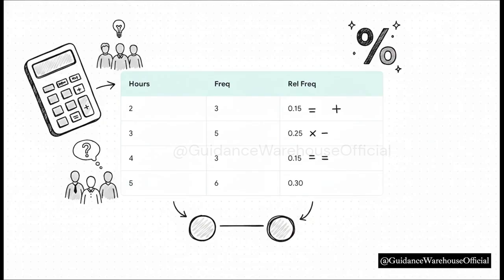For the students who work 2 hours, the frequency is 3. We divide that 3 by our total sample size of 20. So 3 divided by 20 gives us a relative frequency of 0.15 or 15%. For the 5 students who work 3 hours, 5 divided by 20 is 0.25 or 25%. We literally just repeat this simple division all the way down the rows.